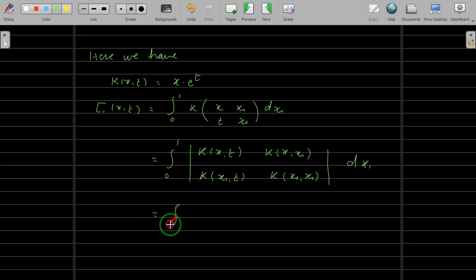This is equal to integral 0 to 1. You put the values: K of x comma t is x into e raised to t. So this is x e raised to t. This will be x x1, so it is x e raised to x1. This is x1 e raised to t, and this is x1 e raised to x1, determinant. You integrate this with respect to x1. When you evaluate this determinant and when you find the value of this integral, you can check. This will give you answer 0. This you can verify.